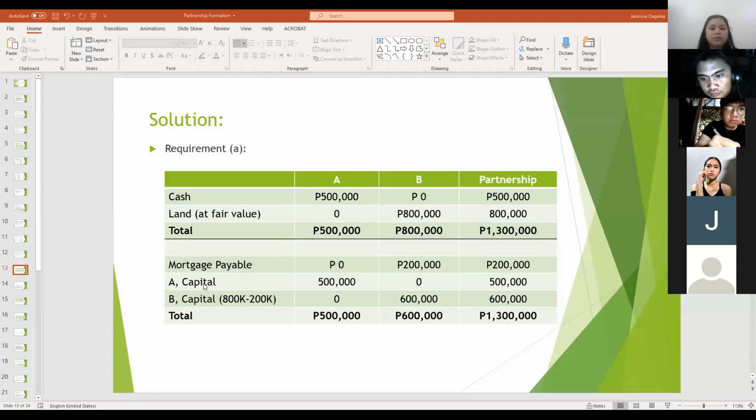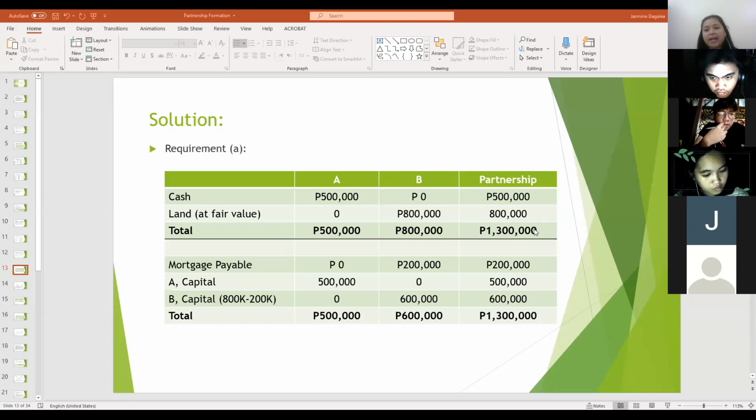So, yung credit side naman is capital A, 500,000 amount ng cash, and B capital, 600,000 lang. Bakit? Kasi sinabi natin kanina, net contribution. Net contribution means fair value of contribution less any liability associated with those contributions. So, 600,000 lang yung credit niya. 800,000 minus 200,000, 600,000. So, balance pa rin yung equation nyo. 1,300,000 yung assets, yung equity and liabilities nyo is 1,300,000 pa rin.